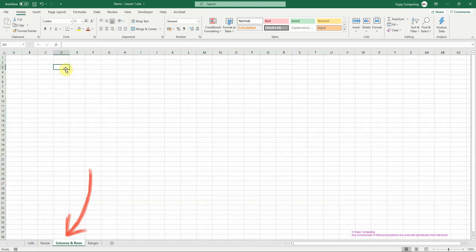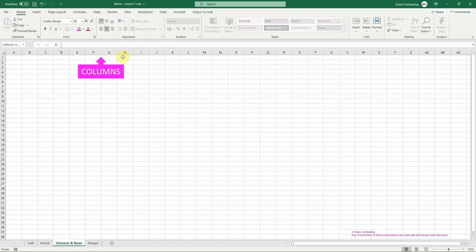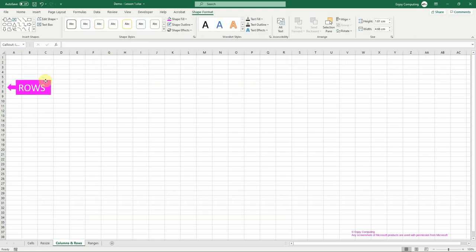These are called tabs. You can have different tabs in the same spreadsheet. Along the top of the spreadsheet are columns. They are represented by capital letters. Going down the left-hand side are rows. They are represented by numbers.